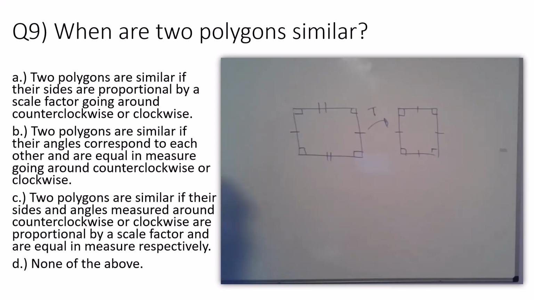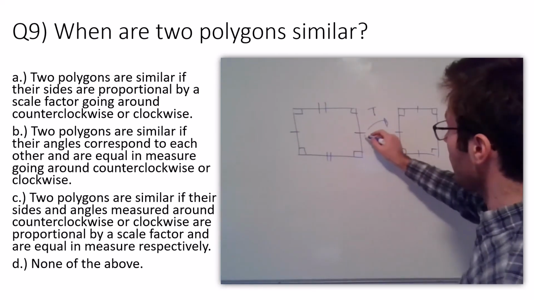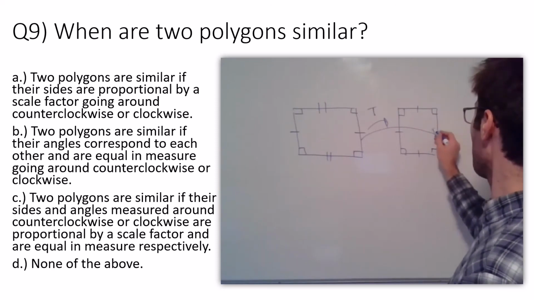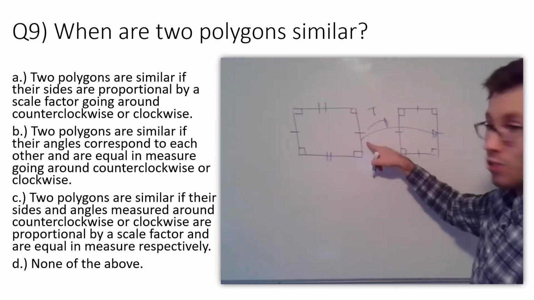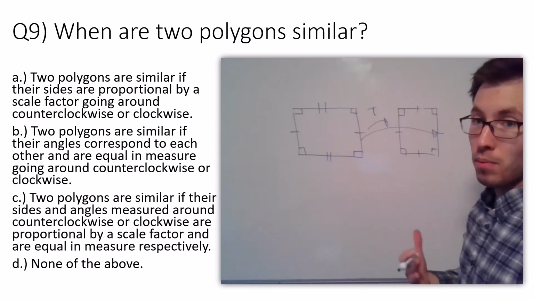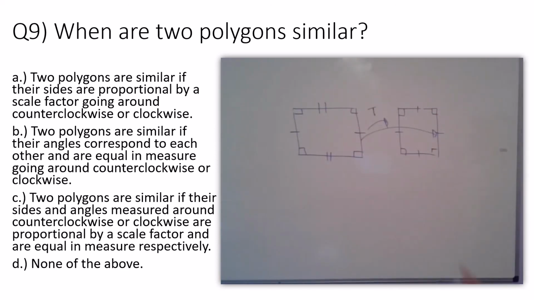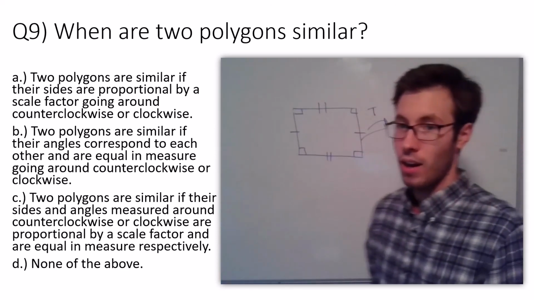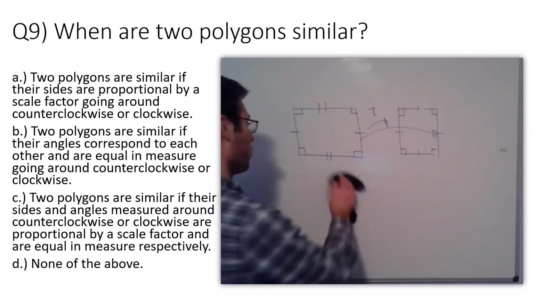No, it's not. And the reason it's not a similar transformation is because our scale factor there must be 1. These are different lengths, so our scale factor is not 1 for this other side. All the side lengths have to be in proportion to each other, and this messes it up right here. So no, this is not a similar transformation. So B is a no-go.